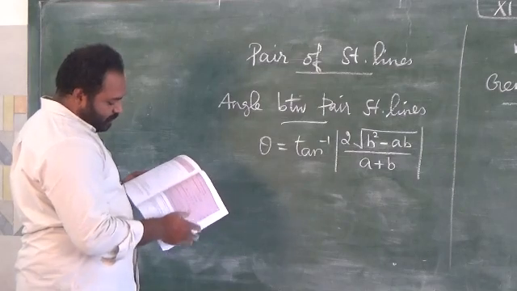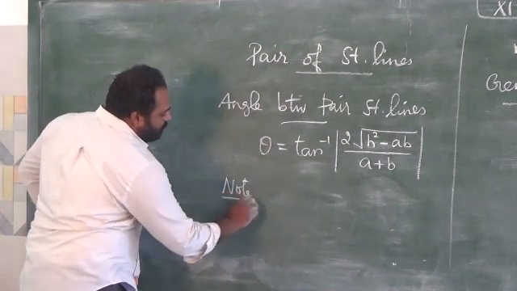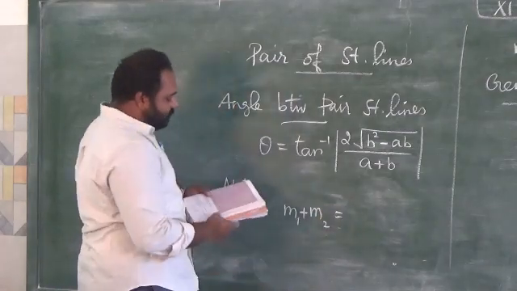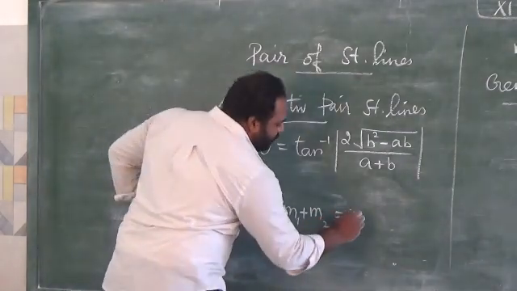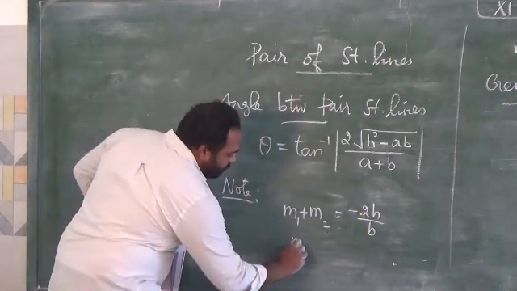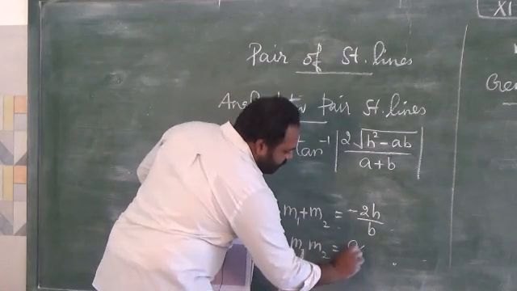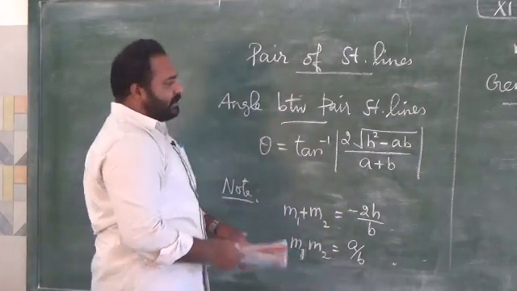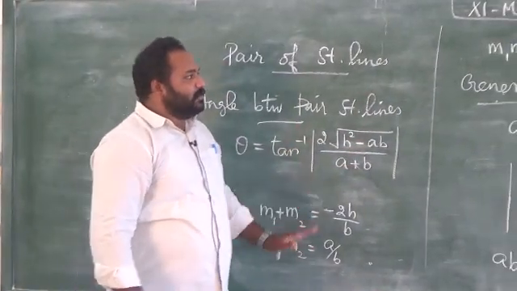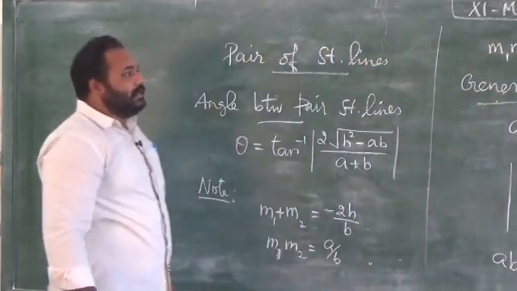Next, we have some more notes. You can take a note. m1 plus m2, when you add the two slopes, equals minus 2h by b, and m1 into m2, when you multiply, is a by b. So these are the information we need for learning exercise 6.4. Now we can go and see exercise 6.4.